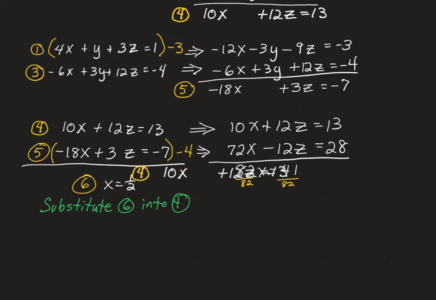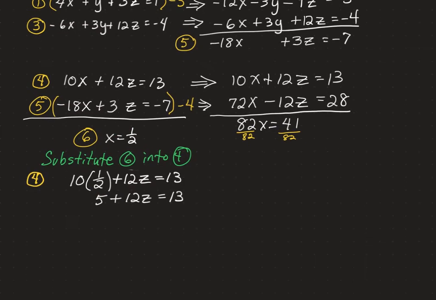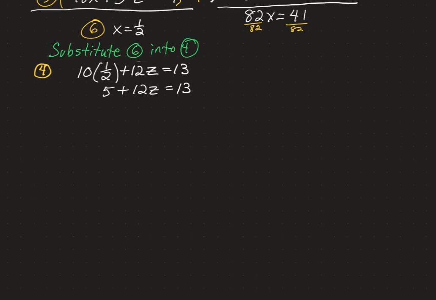So now we bring equation 4 down and we substitute 6 into it. Where once there was an x, we put a pair of parentheses, and inside that we put the value of x, 1/2. A little multiplication, and that becomes 5 plus 12z equals 13. Subtract 5 from both sides and divide by 12.